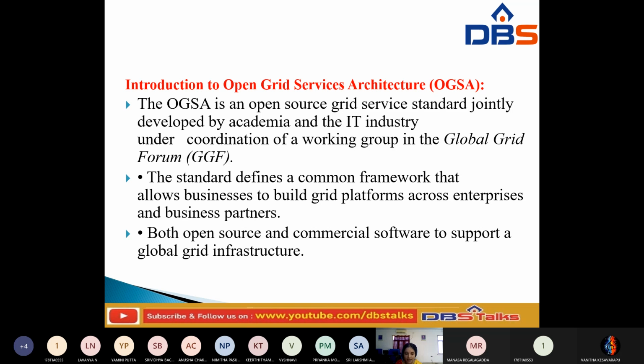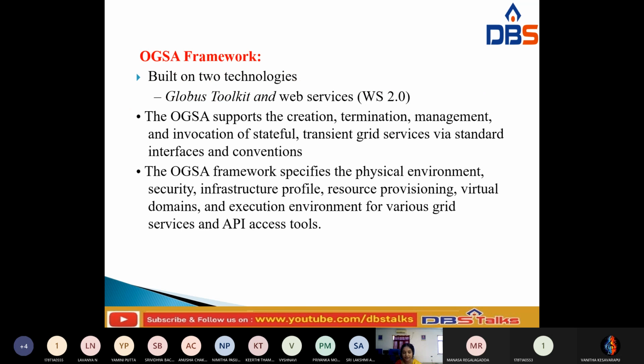In this OGSA we have different functions, that is the OGSA framework, OGSA interface, OGSA grid service handle, grid service navigation, and OGSA security models. These are the different functions available in OGSA. Coming to the OGSA framework, what is meant by the OGSA framework?